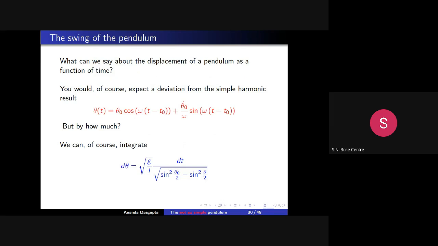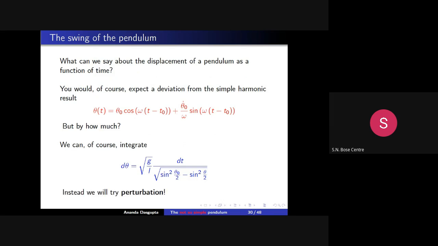I think I've got this wrong. This is again a typo. dt should be here, d theta should be here. But anyway, the basic idea is that this is an integral which can be done, and it gives rise to an incomplete elliptic integral of the first kind. I'm just showing off so that you realize that it's really something complicated that we can work with.